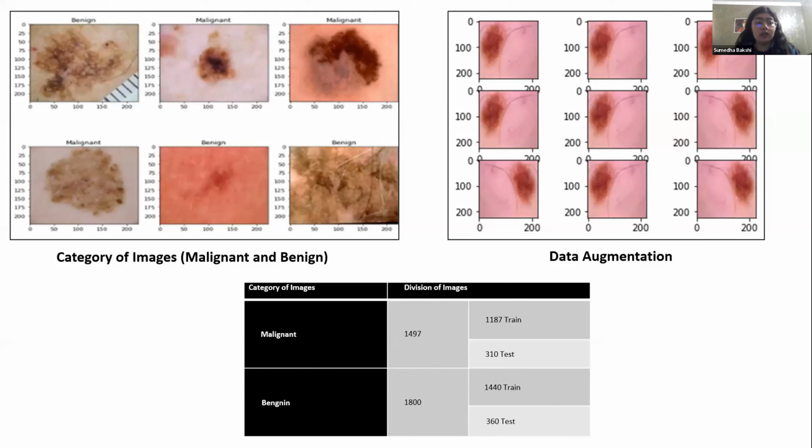These are the images, the dataset that was used. It's an overview of the dataset. The first is the category of the images, malignant and benign. Second is the data augmentation, which was done like this, rotating and rescaling. And this is the division of images that we had. We had 1497 images for malignant and 1800 for benign. This was after the data augmentation was done.